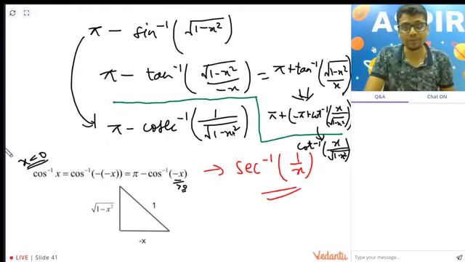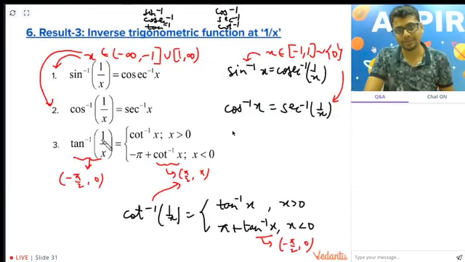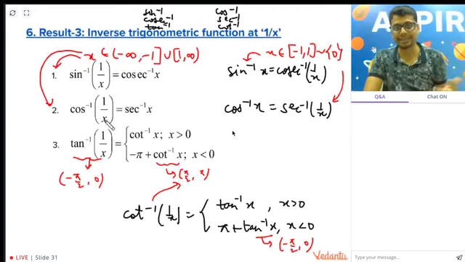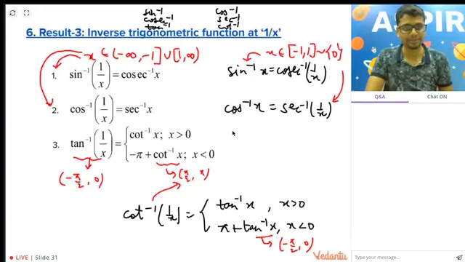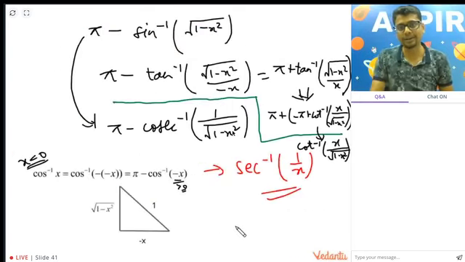So why did I do this? Simple, right? Here we have seen this: tan inverse of something is equal to minus pi plus cot inverse of its reciprocal when the inside is negative. That's it. So we do it this way. Or we could have done it directly also. Directly, it would have been pi minus cot inverse base upon perpendicular. So likewise.